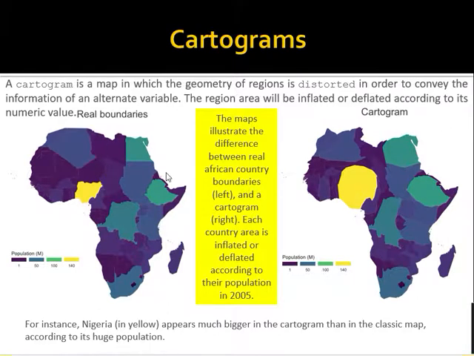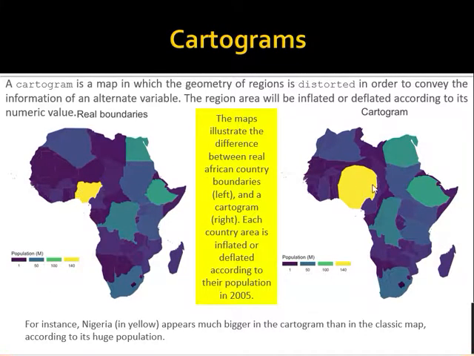Here there are two maps of Africa, the African countries. The left side is the original map, which is based on the area, but here you can see a slightly distorted map. So, this is a cartogram. This is not based on area, but this is based on the population. So, this representation is based on the area, whereas this is a distorted representation based on the population. For example, Nigeria is marked in yellow. You can see a size difference here.